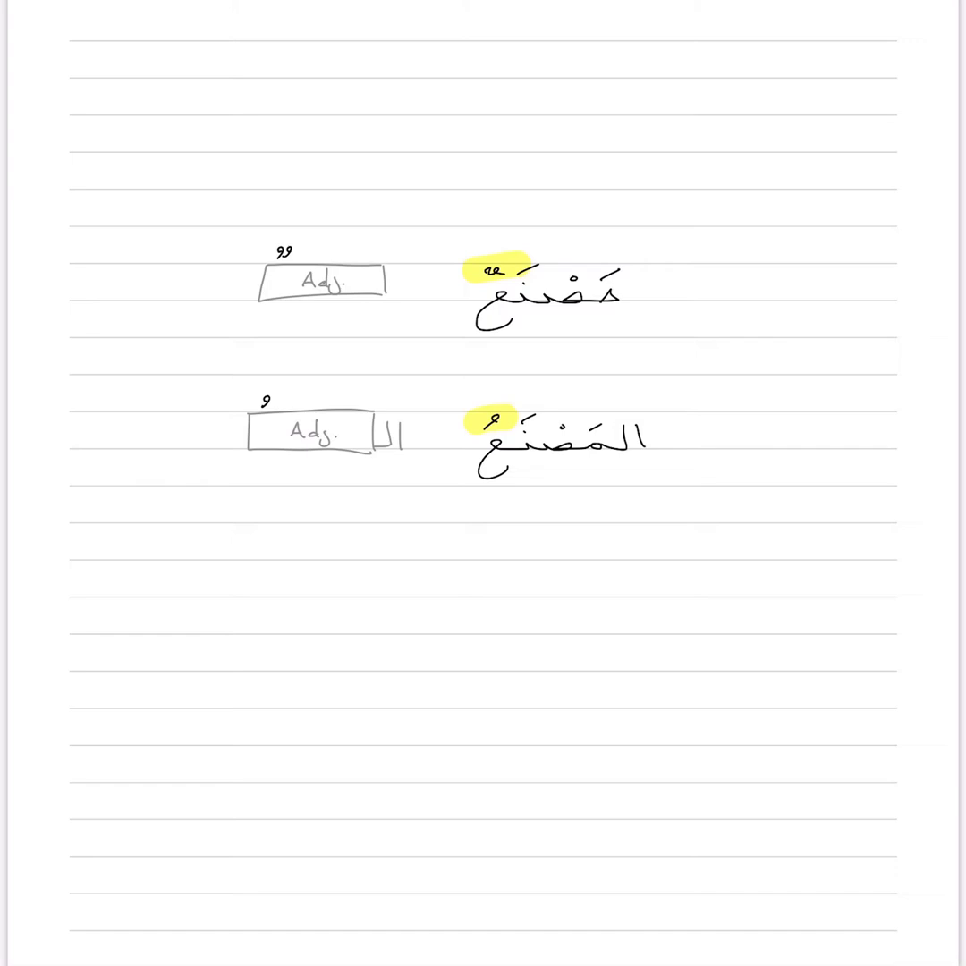So, why is masna'un in the U case? Because that's a default ending of a word, right? Why is its adjective in the U case? Well, adjectives mindlessly copy whatever the noun they're describing, yeah? So, since masna'un is in the U case, its adjective is also in the U case.